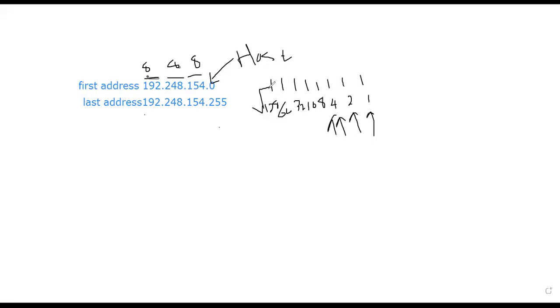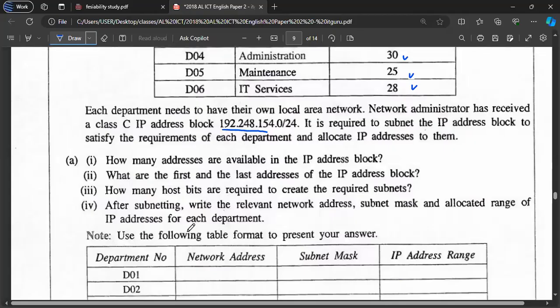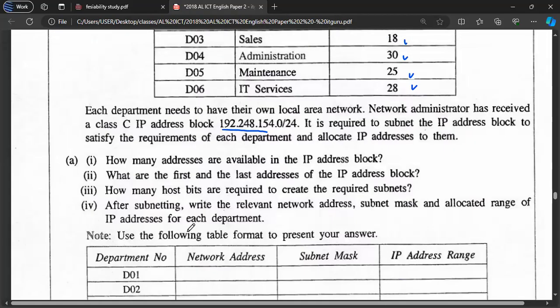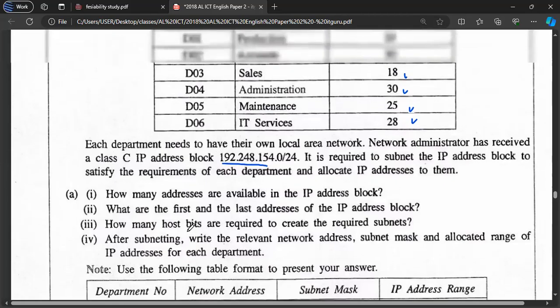Then convert this binary to decimal, right? So that's how to do this, right? So we are done with that as well. Now let us move on to the next question. Here in the next question, they're asking how many host bits are required to create the required subnets?